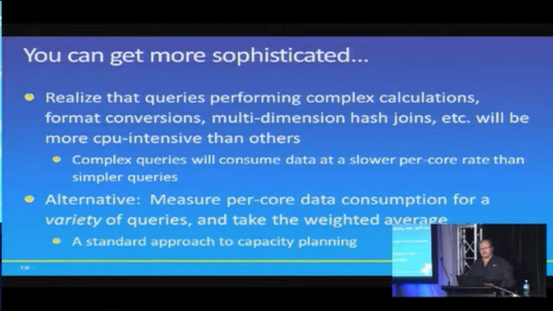Now, we can get a little more sophisticated and exercise our server a little better, not only doing a simple select with counts and averages, but we can add some more complex calculations, hash joins, et cetera, that are much more CPU intensive. So complex queries will consume data definitely at a slower per core rate than simple queries, but again, we're looking more at an average consumption.